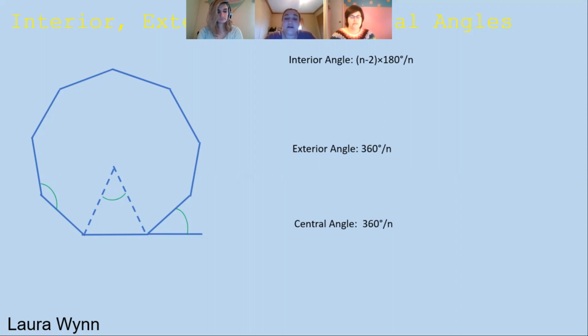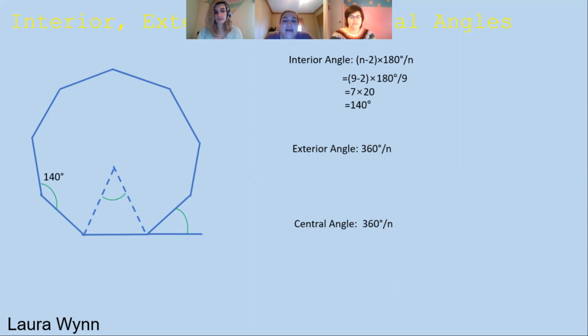So to find the interior angle, we have (n minus 2) times 180 divided by n, where n is just the number of sides. And we had decided that a nonagon has 9 sides. So you plug your number in and you work your formula, which gives us 140 degrees for the interior angle.